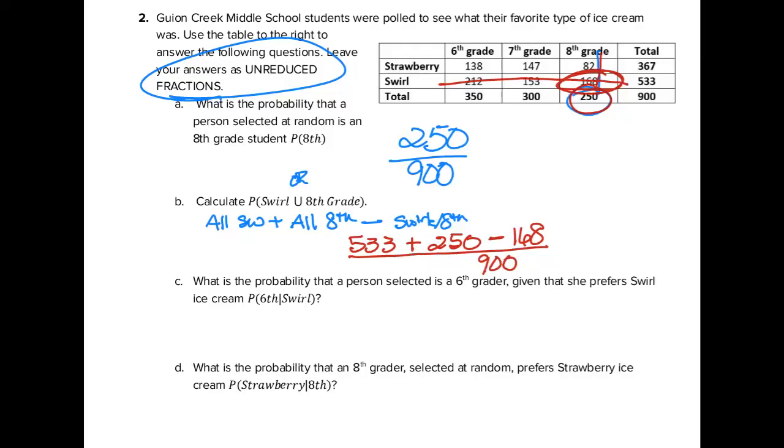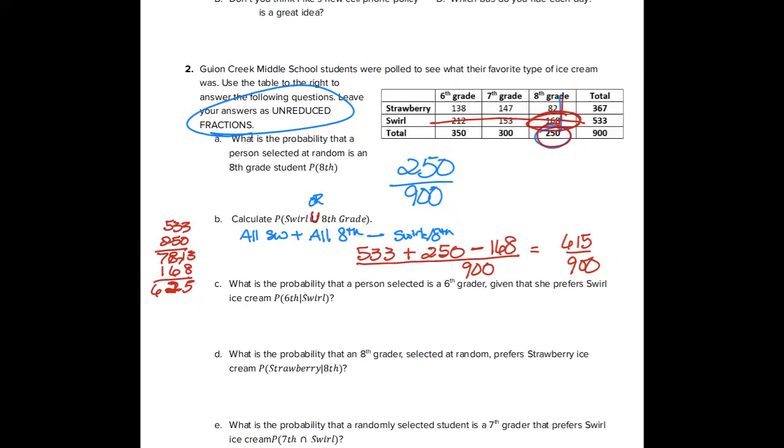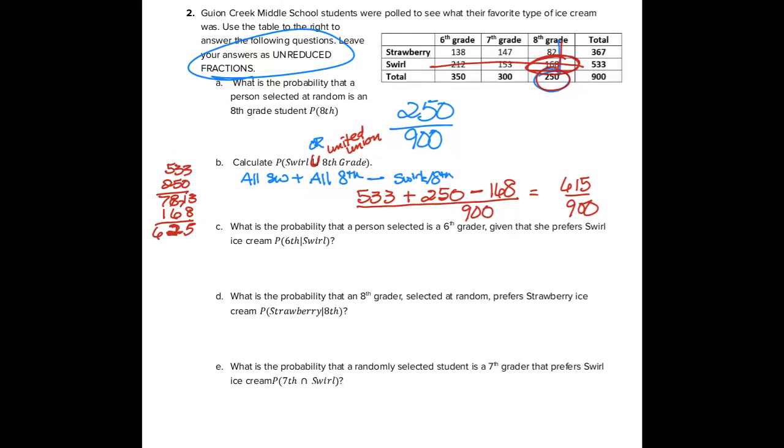It is not conditional. So 533 plus 250 is 783 minus 168 gives me, whoops, that's a 1, 615 out of 900. Think of this as a U and united. If you are united or a union, you want everybody to participate, as many as you can, except for those that get counted twice. Letter C is conditional.